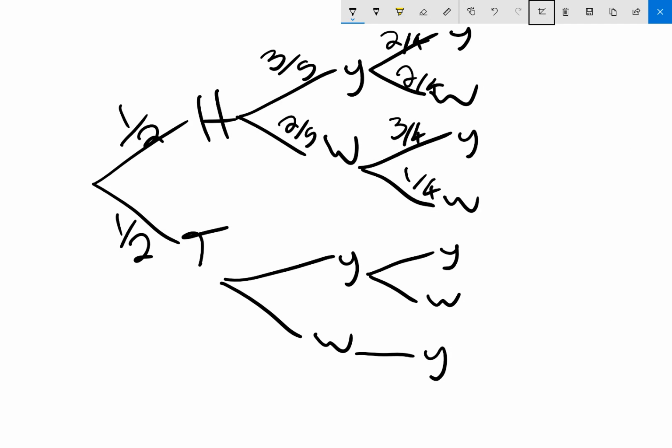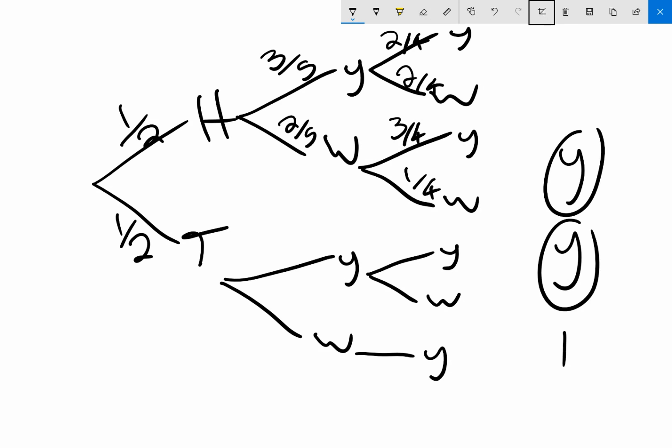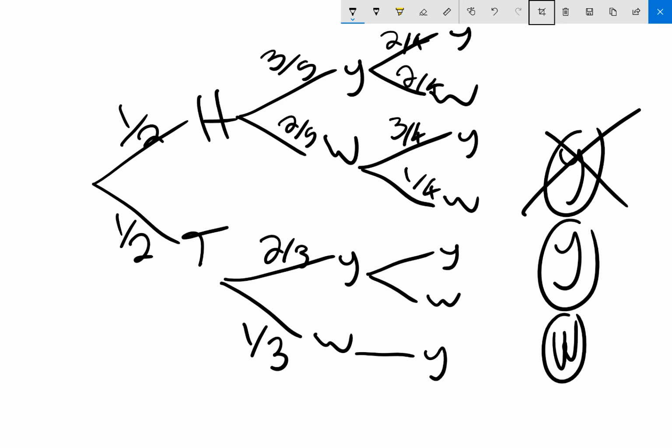Now, for the T bucket, T only had 2 yellow and 1 white. So the probability of choosing a yellow would be 2 out of 3, and the probability of choosing a white would be 1 out of 3. If I chose a yellow the first time, then the probability of choosing a yellow the second time would be 1 out of 2. Same thing for white, 1 out of 2. Now, if I chose a white the first time, the probability of choosing a yellow is guaranteed, because there's no other option, I'll have to choose yellow. So we can say 2 out of 2, 1 out of 1, but same thing, it's just going to be 1.